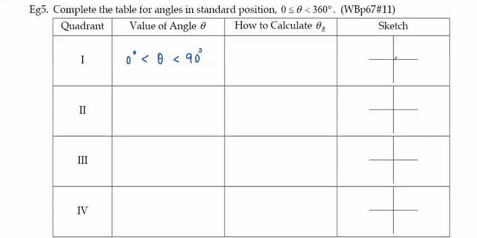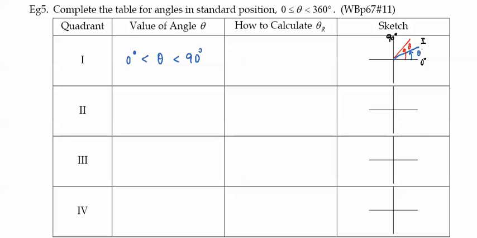This is what happened. You may have your terminal arm here, or you may have your terminal arm there, or anywhere between 0 degrees to 90 degrees. Your terminal arm will always show up in quadrant number 1.